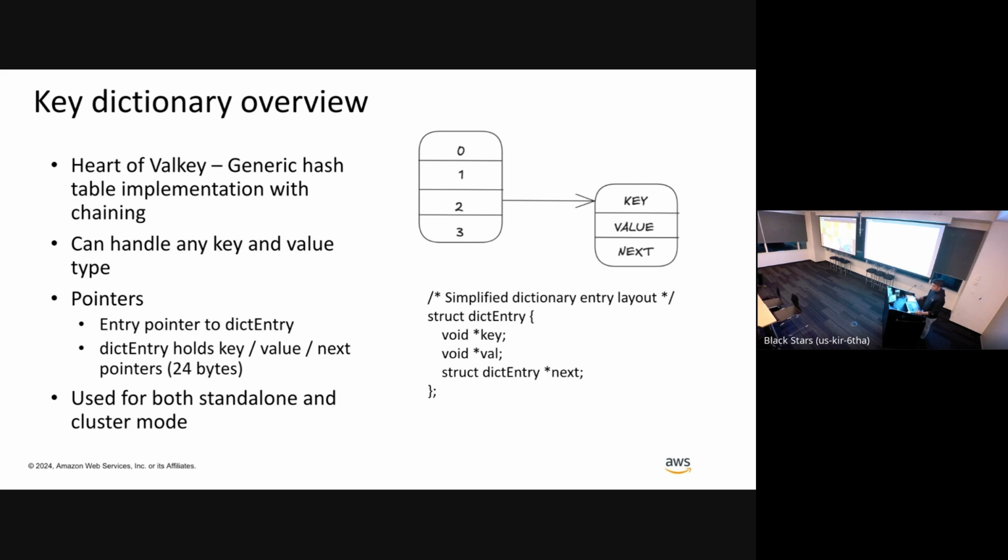And there is this dict entry, which is like a holding layer for the key value. And like you see, there's a next pointer because we have chaining to support multiple key collisions. Overall, this structure uses kind of like 24 bytes overall for each of these pointer, key pointer, value pointer, and next pointer. And the design remains the same for both standalone and cluster mode.